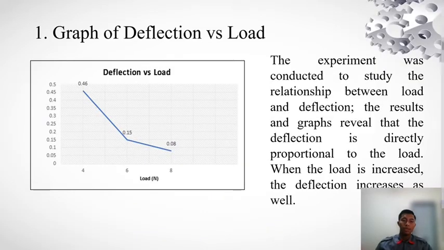The first one is graph of deflection versus load. The experiment was conducted to study the relationship between load and deflection. The results and graph reveal that the deflection is directly proportional to the load. When the load is increased, the deflection increases as well.